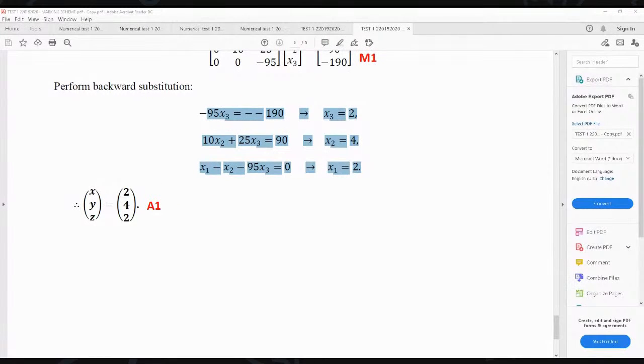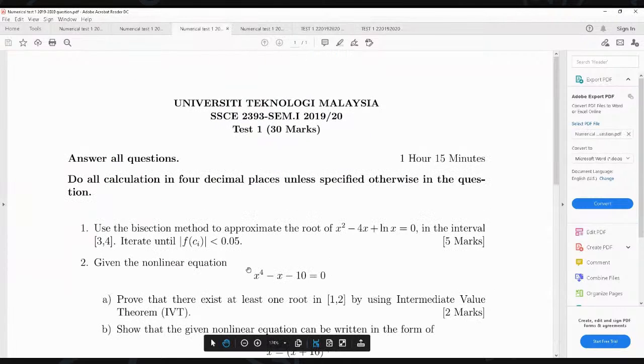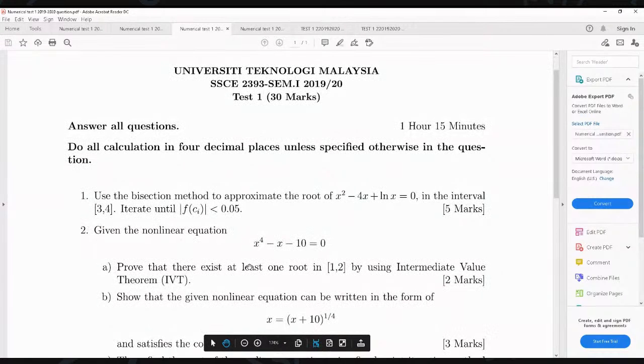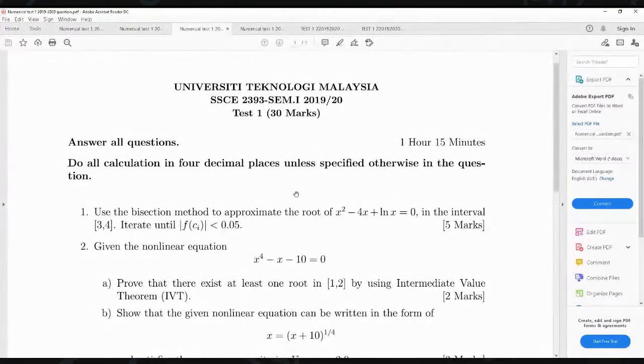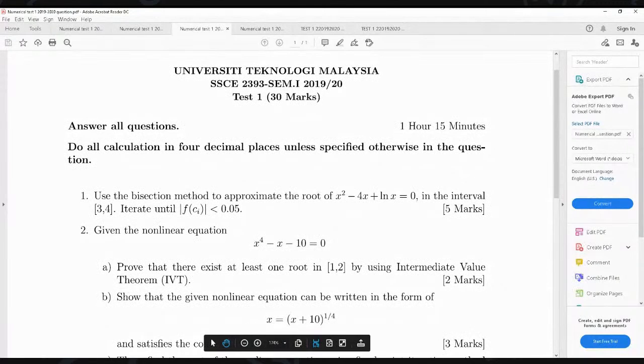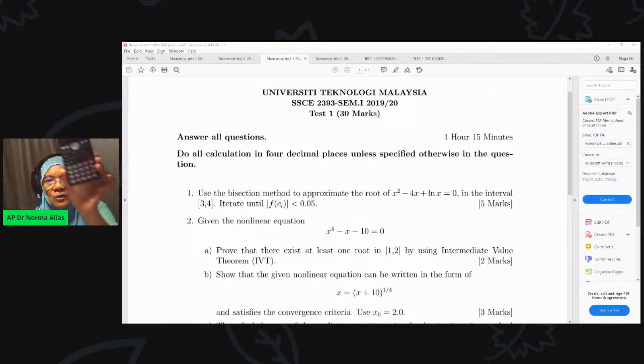All right. So now I want you to go to another question. Okay. I want you to focus on this question. It's 2019-20, semester 1. This one is for semester 1. For this question, you need to read it one by one. They ask you to use 4 decimal places. So what should you do? Mode fix 4. Press your calculator, mode fix 4 for this question.